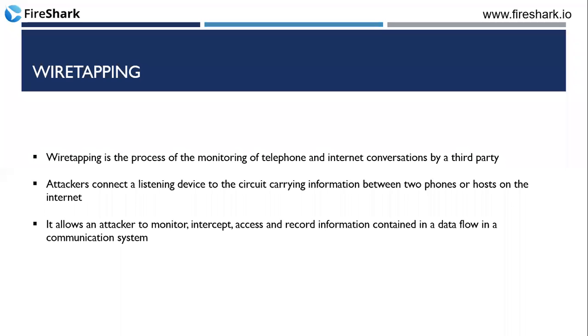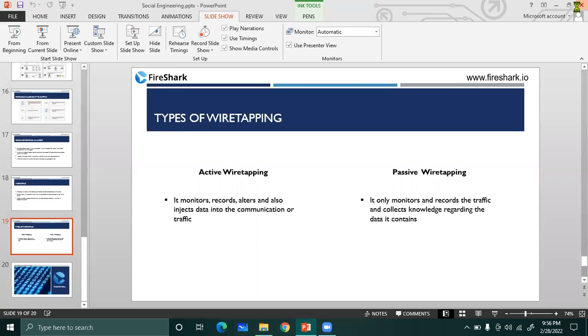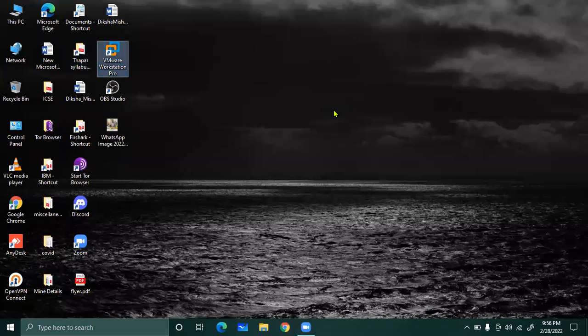The prosecution can get permission from the government to wiretap his home, to monitor all his calls and activities, and they can even install cameras. Then we have two types of wiretapping: active wiretapping and passive wiretapping. Active wiretapping monitors, records, alters, and also injects data into the communication traffic. The passive one just monitors and records the data traffic and collects knowledge regarding the data it contains. In the legalized version, when the government is authorized, they use passive wiretapping.